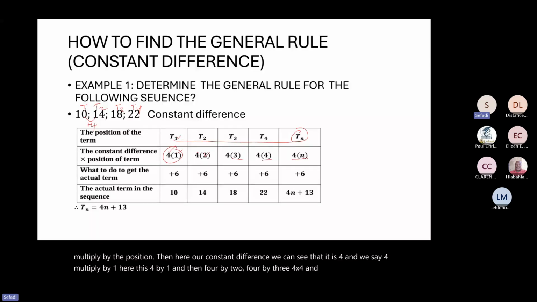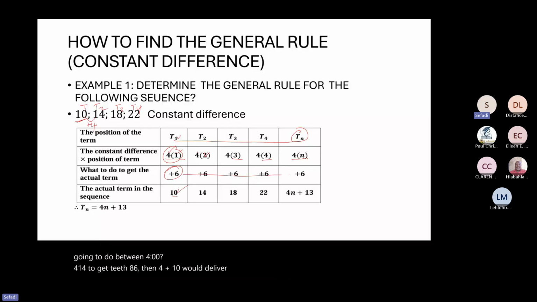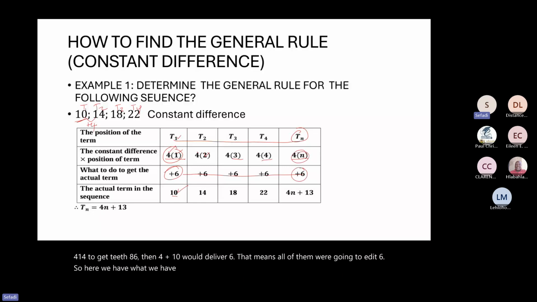And then we check. We have 10 as term number 1. So we have 4. What are we going to do to 4 to get 10? Then we add 6. That means all of them we are going to add 6. So here we have 4n plus 6. That means our answer will be 4n plus 6.